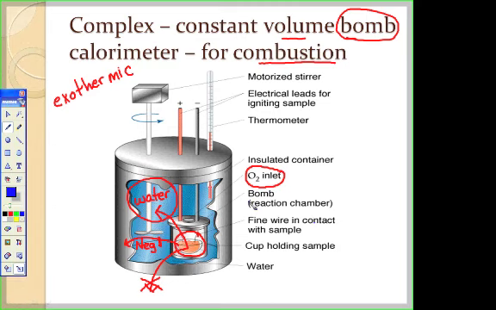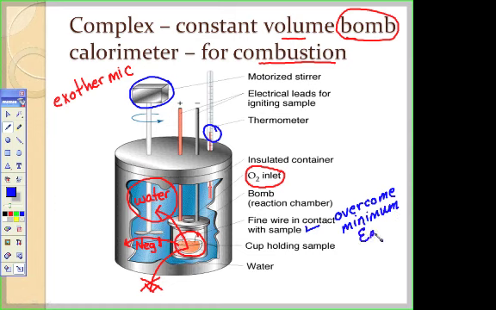Now, the other components include a thermometer, a temperature probe, a stir, because we want to keep it well mixed to have the smooth process of transfer of heat energy, and the wire to ignite, because even though it's exothermic, every reaction has to overcome a minimum energy called the activation energy. And we're going to talk about that activation energy in a little bit more detail in the next unit.